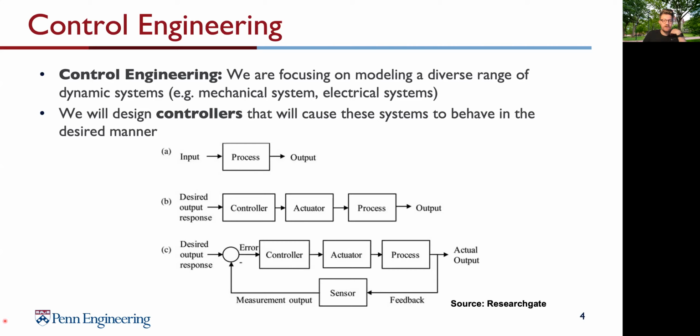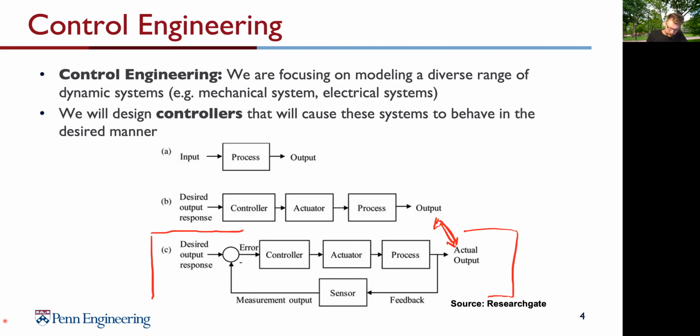And in the last part, this is the most important part for us today. Therefore, I will highlight this. This part is what we want to achieve. We have a desired output response, we have a controller, we have an actuator and a process, and we have an actual output afterwards. But this output is better than this output here because we are having a feedback loop.